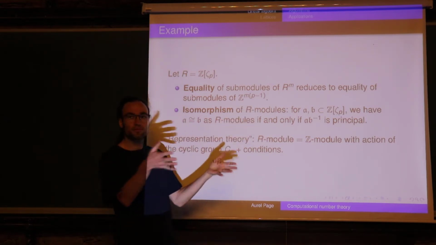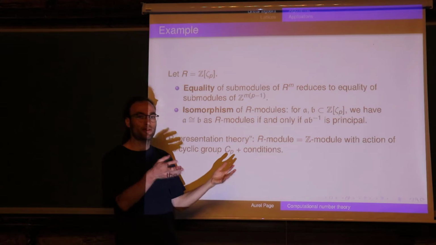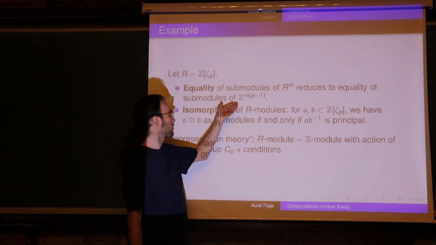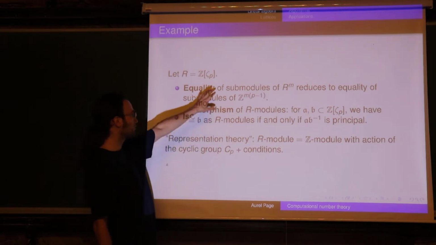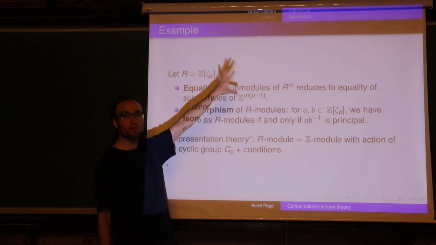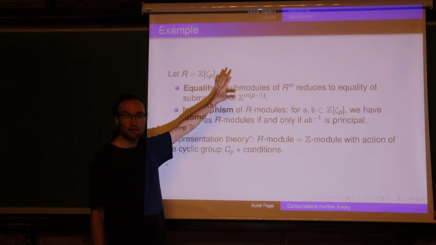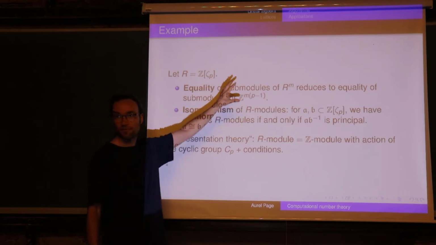So for equality of submodules, it doesn't make a difference that you were thinking of R in the first place. You could have just thought of Z. And so you can reduce equality of submodules to just linear algebra over Z. It's not hard, even when p is large.